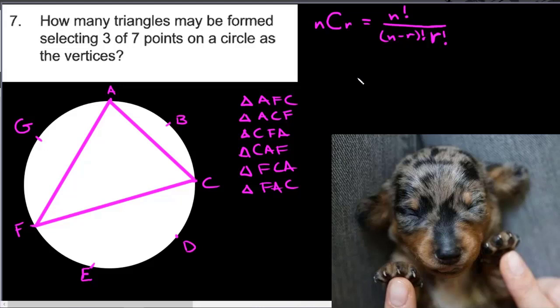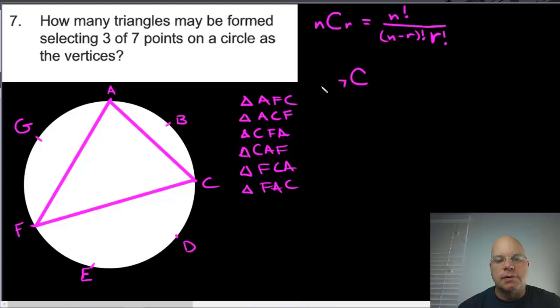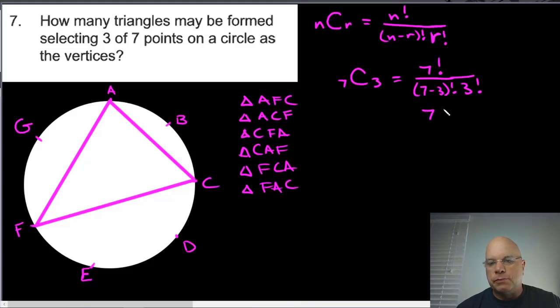Paused. We're making a triangle from 7 points on the circle, taken 3 at a time, because if it's a triangle we need 3 points to make the 3 vertices. So n is 7 and r is 3. So that would be 7 factorial over 7 minus 3 factorial multiplied by 3 factorial. The 7 minus 3 factorial is 4 factorial.